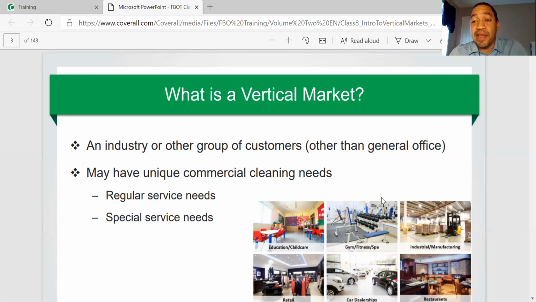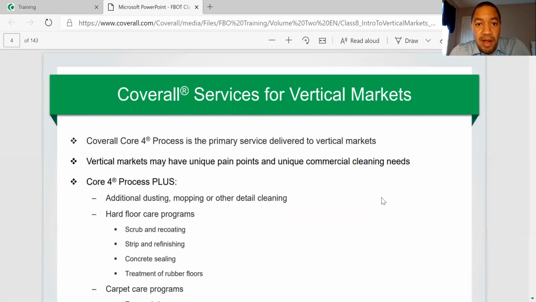They can have regular service needs, what you already do when you're in an account, and then they can go above and beyond and might need special service needs. What I mean by that is anything that you don't normally do on a regular cleaning, like stripping the floors or cleaning the exterior windows. Those are above and beyond. That is a special service, okay? These are the Coverall services that we offer for vertical markets.